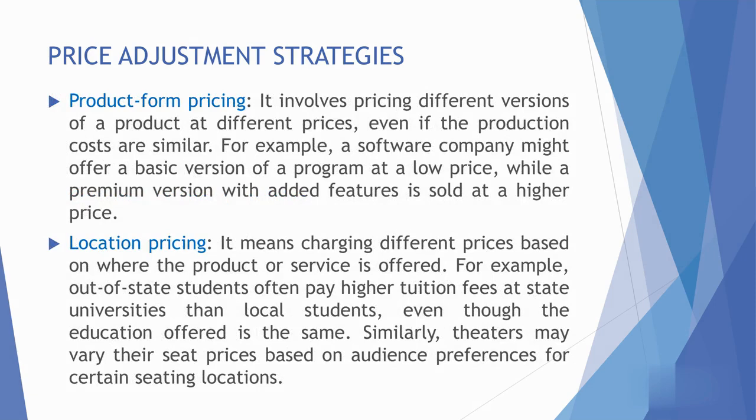B. Product form pricing. It involves pricing different versions of a product at different prices, even if the production costs are similar. For example, a software company might offer a basic version of a program at a low price, while a premium version with added features is sold at a higher price. C. Location pricing. It means charging different prices based on where the product or service is offered. For example, out-of-state students often pay higher tuition fees at state universities than local students, even though the education offered is the same. Similarly, theaters may vary their seat prices based on audience preferences for certain seating locations.